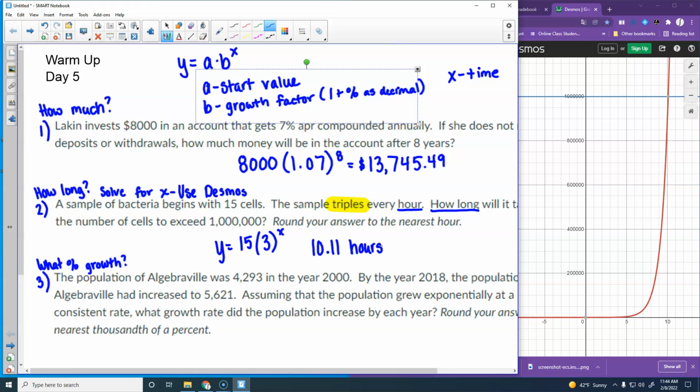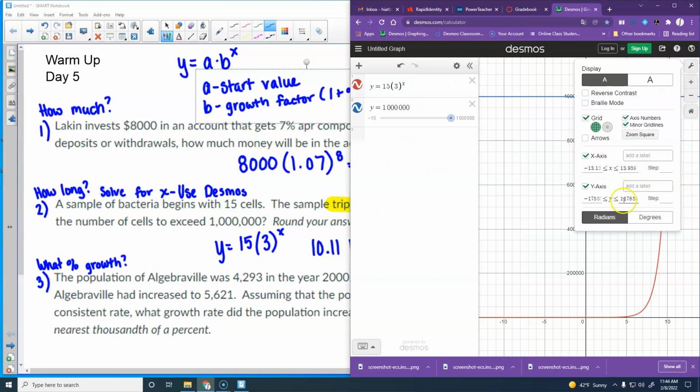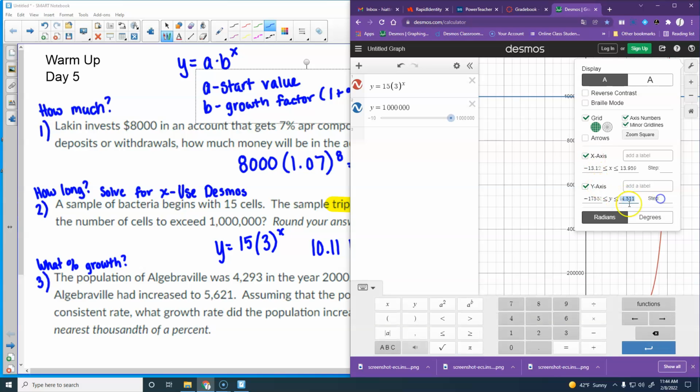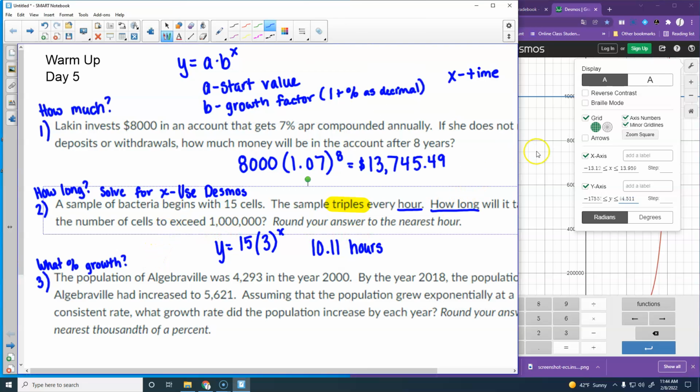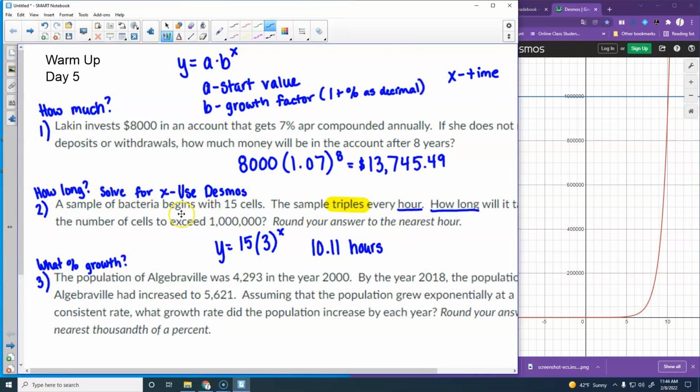How do you do that, Rich? How do you do what? Yeah, when you hit the wrench, this, for y-axis, that second number right there, you want to change it to 1,000,000. Okay. All right, so questions on number 2.